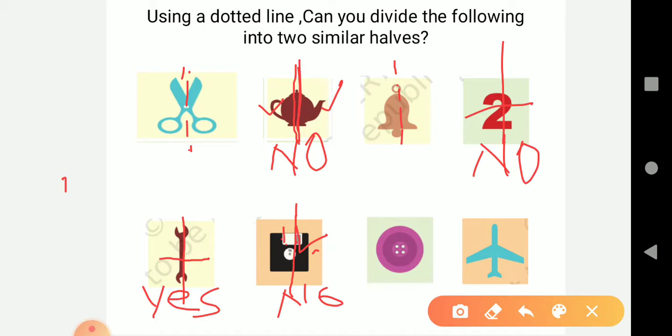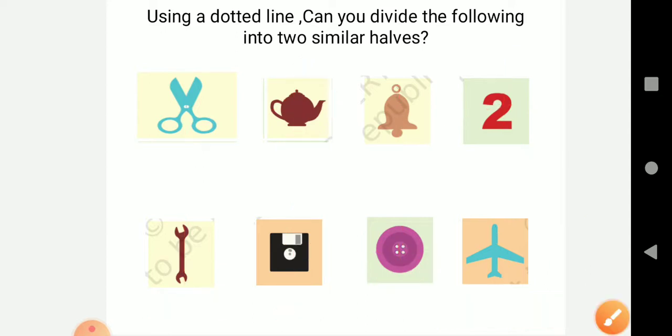Can we divide the button into two equal halves? Yes. See, when we divide the picture vertically or horizontally, it is the same. So it is yes for it. Then the aeroplane, the picture of an aeroplane. When we draw a standing line in between the aeroplane, it is divided into two equal halves. That's why it is yes, it is two equal halves. Okay, understood?